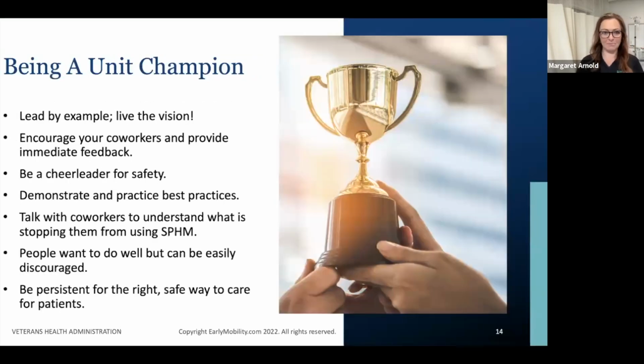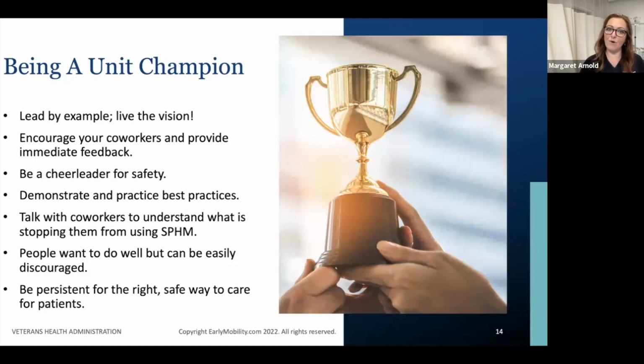Be a unit champion. Lead by example. Live the vision. As a unit peer leader, people are going to be looking up to you to see what you do. You are going to be watched. And it's really, really important that you model the behavior that you want to see in those around you. Encourage your co-workers, be that motivator, that cheerleader for them, provide immediate feedback when they do things well, but also constructive input when they need to change.